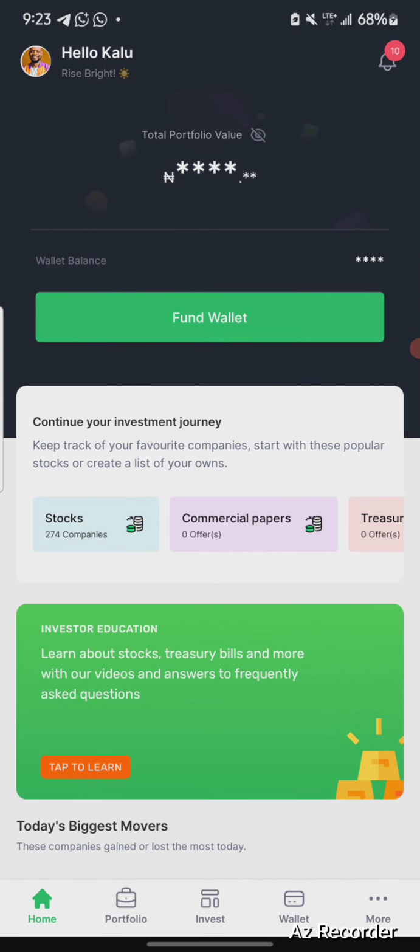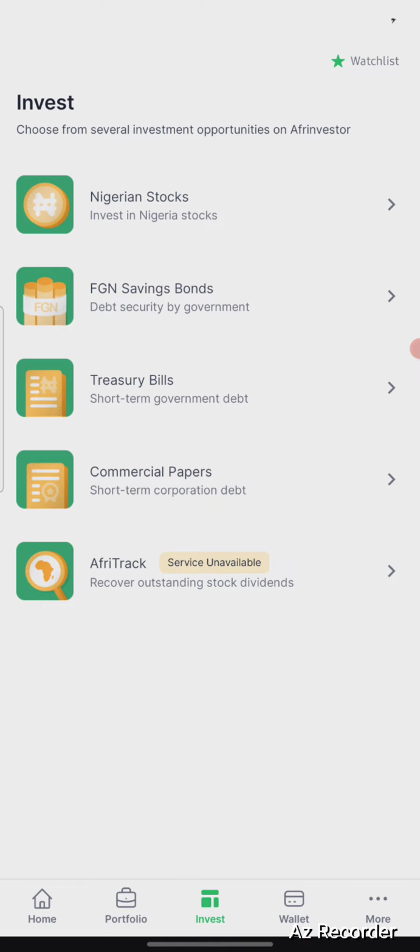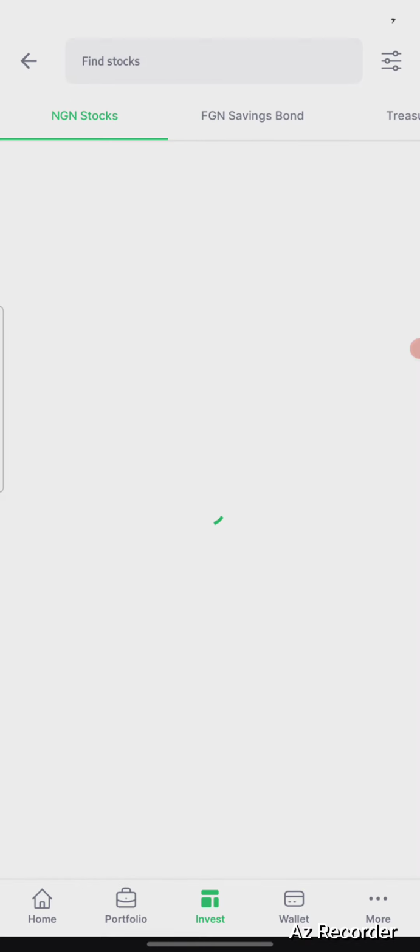You see invest here. Click on invest. You see Nigerian stock, savings bonds, treasury bills, commercial paper, Africa. These are other investments you can always do if you want to invest. The app is not only for buying stock. You can invest in FGN savings bonds, you can invest in treasury bills, depending on what you want to invest in. So we are investing in stock, we are buying stock. So what we are going to click on is invest in Nigerian stock.